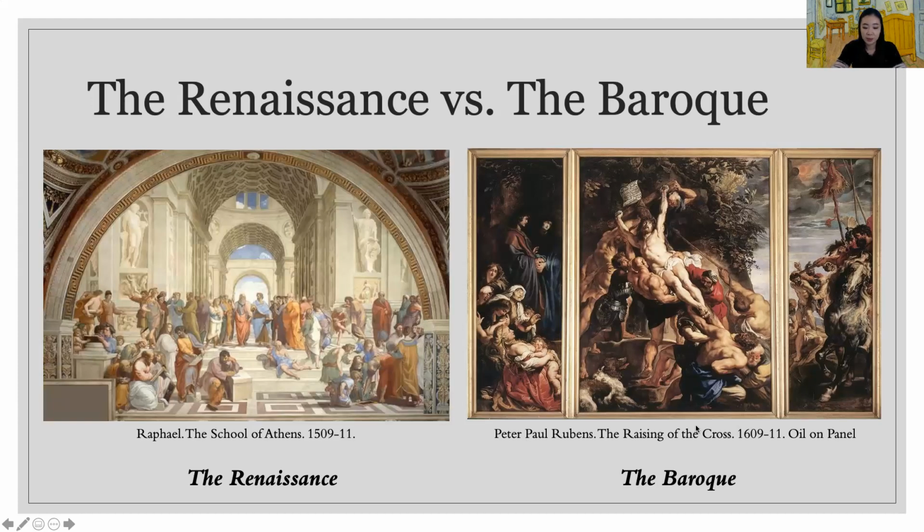And let's see the paintings. The left one is Raphael's The School of Athens in the Renaissance era. And the right one is Peter Paul Rubens' The Raising of the Cross in the Baroque era. Can you see the differences? It's easier to find the comparison in the architecture and sculptures.